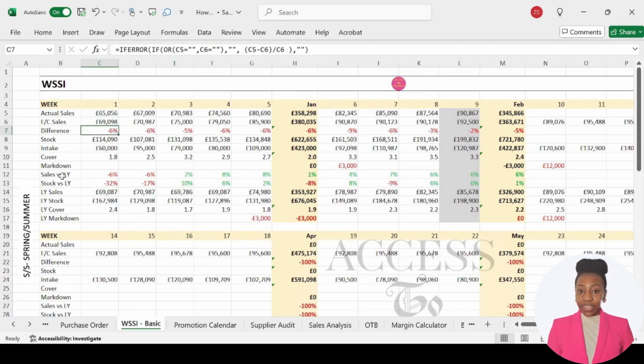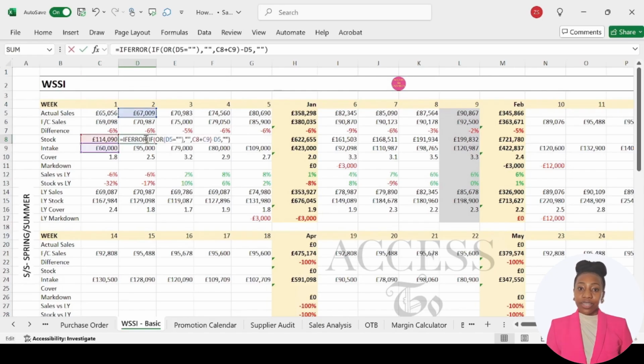So if we keep reading through, we'll probably understand why. And that would probably be due to the stock. So our stock is here. That's 114k that we've got here, but last year's stock was 167k, right? So we can see our stock is not the same as it was last year, and that would affect your sales, because if your stock is low, there's only so much that the customer has to buy from, right? They can't buy what's not there.